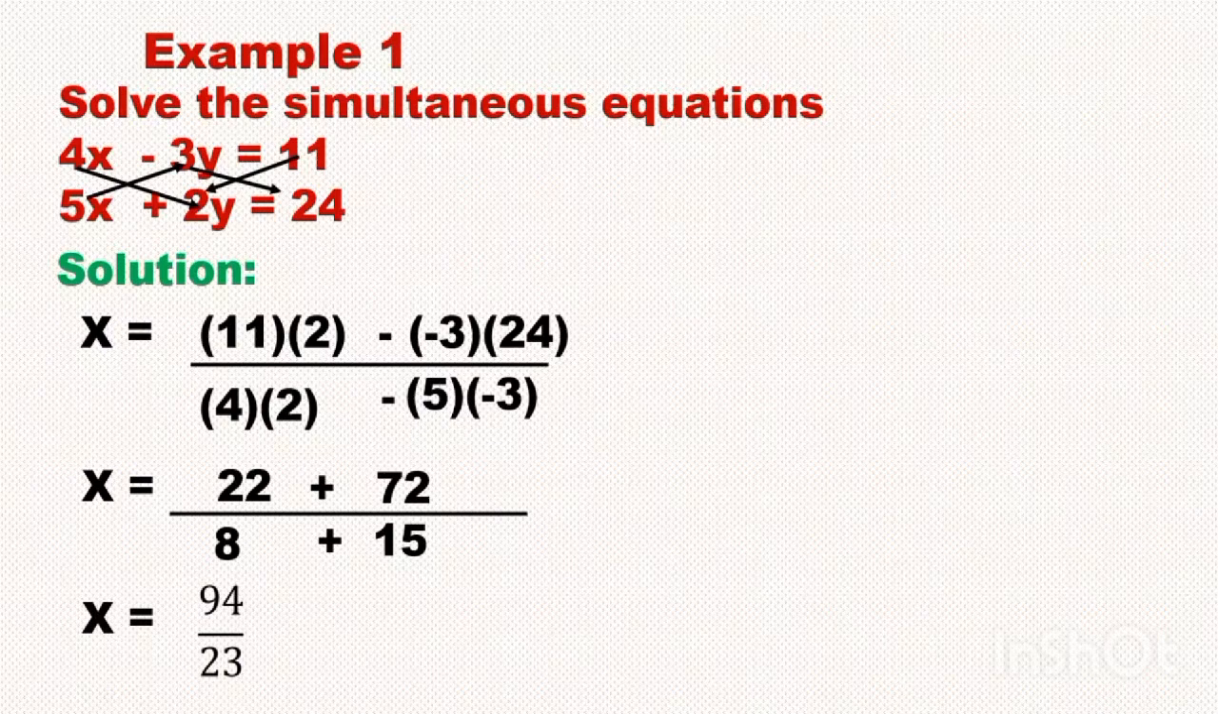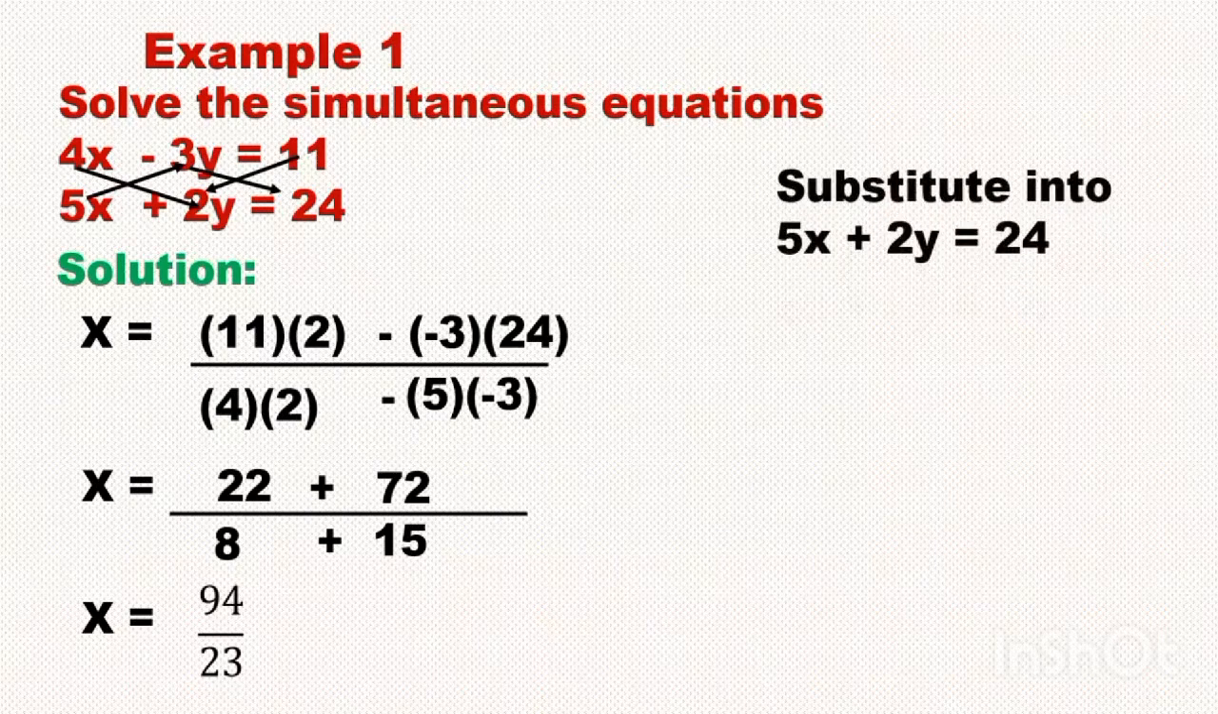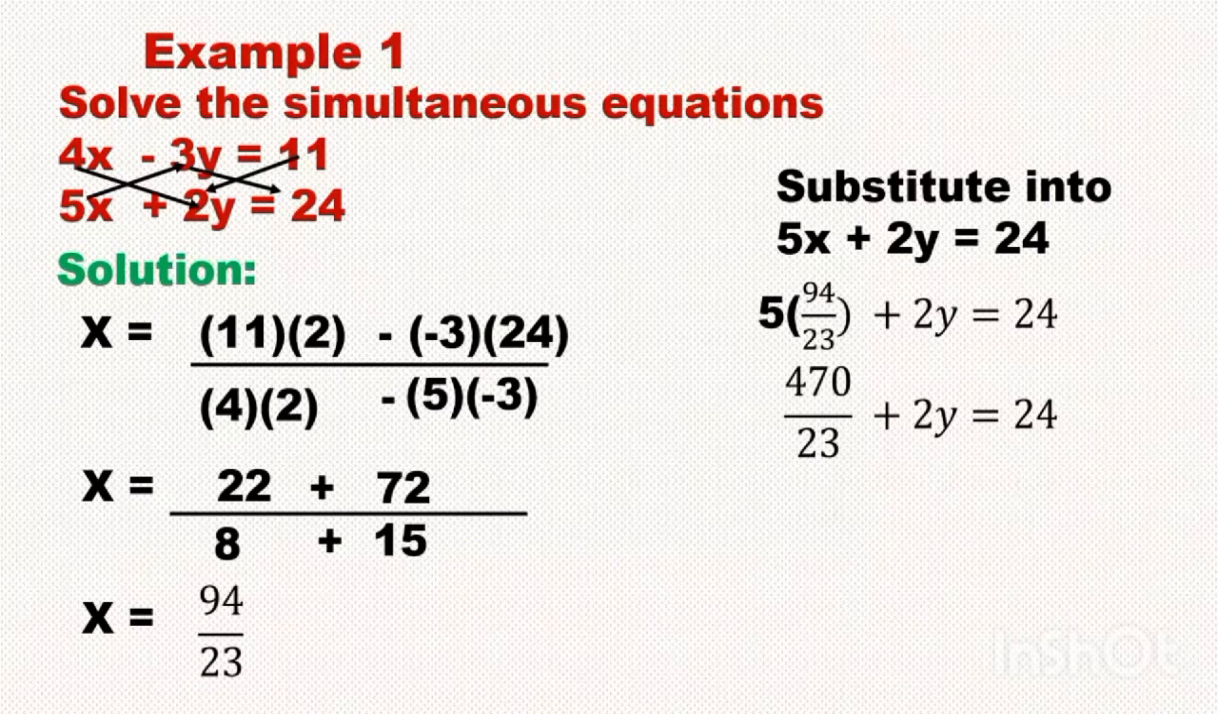Now that I've gotten the value of x, I can substitute the value of x into any of the equations to get the value of y. We're going to be using the second equation, 5x plus 2y equal to 14. So 5 into 64 over 23 plus 2y is equal to 14. We change everything to improper fractions, so we have 320 over 23 plus 2y equal to 14. We now move 320 over 23 to the other side of the equation and evaluate.